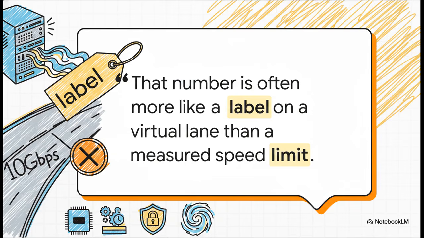See? That 10 gigabit link speed you're seeing in Windows, that number is often more like a label on a virtual lane than a measured speed limit. It's just telling the guest what kind of virtual NIC it thinks it has. It is absolutely not promising real-world throughput. Seeing 10 Gbps inside a guest OS is incredibly tempting, I know. It looks like hard proof, like a binding contract from your hypervisor. But a virtio adapter reporting 10 gigabits per second is simply a label. It absolutely does not tell you whether the host CPU can push packets that fast, or if a single network flow is stuck waiting in line.